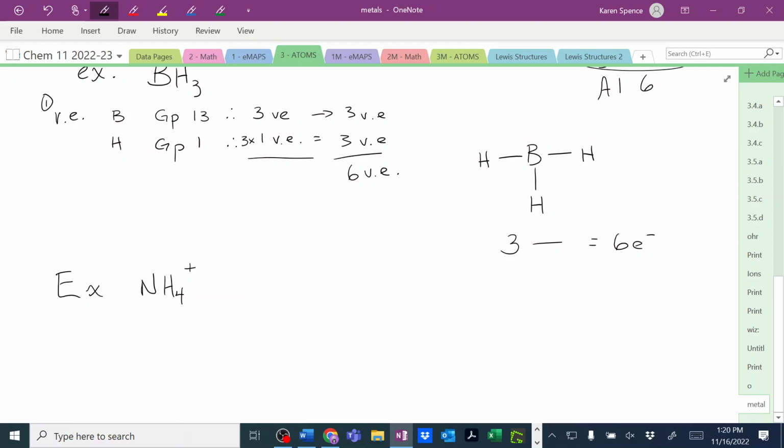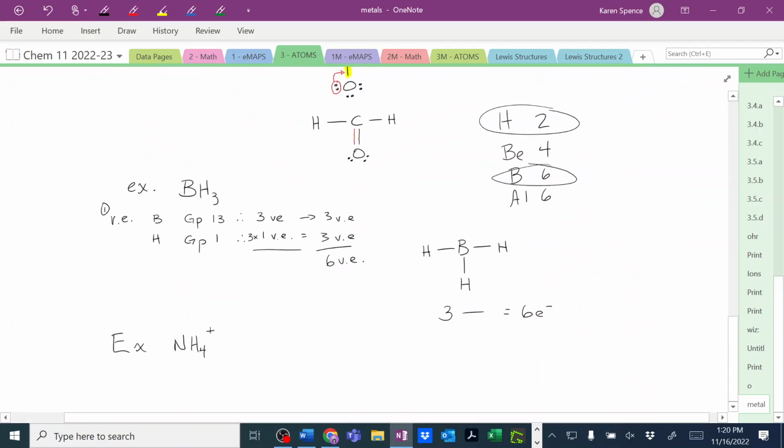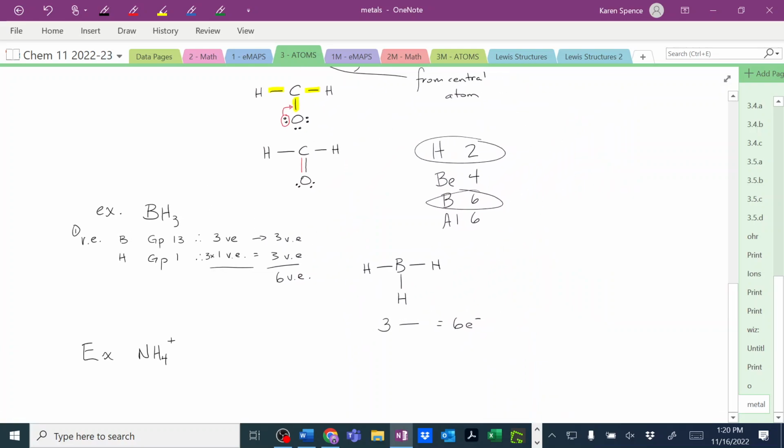Now look what I've done. What have I added in for you? So this looks trickier, right? Because we've got that positive sign. So I've got nitrogen, which is in group 15. So how many valence electrons? 5, because it's in group 15.